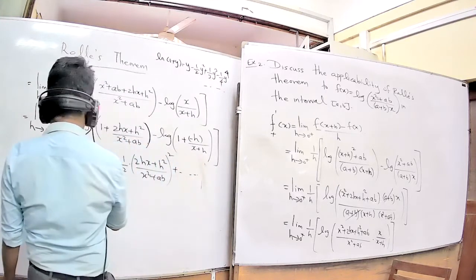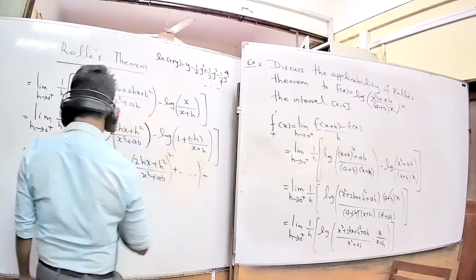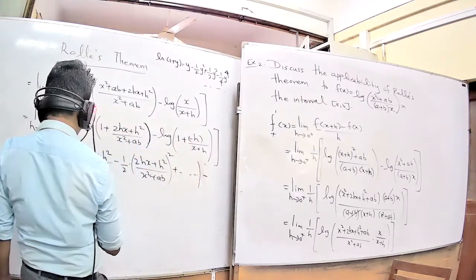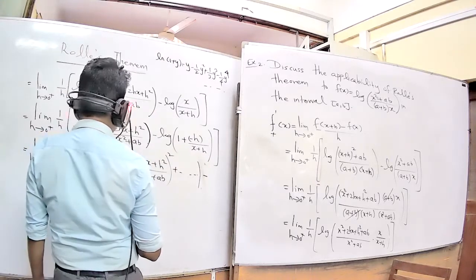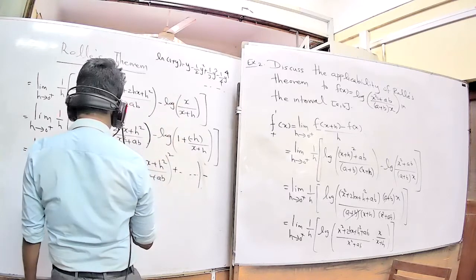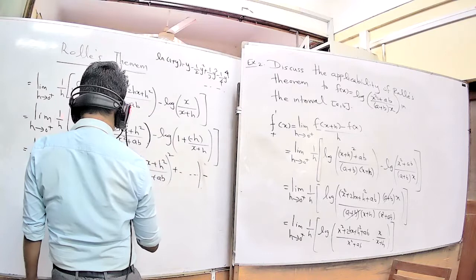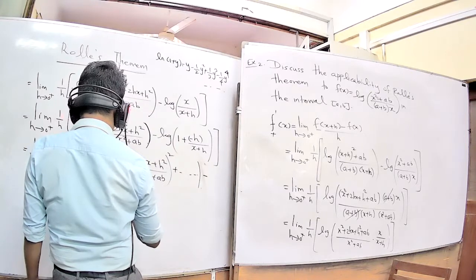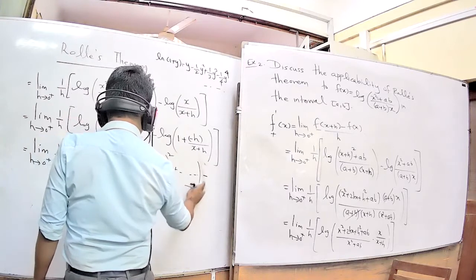Okay, right. For this one, the first term is minus h over x plus h, right? The second term is minus, here minus there, plus 1 over 2 already there, h over x plus h to the power squared and so on, right?